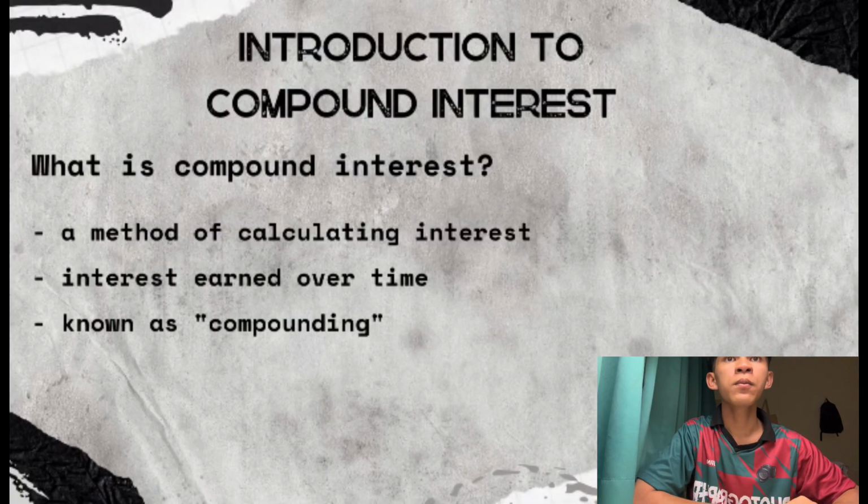Let's start off with compound interest. What is compound interest? Compound interest is a method of calculating interest where the interest earned over time is added back to the principal amount, allowing future interest to be calculated on this larger amount. This process is known as compounding, and it results in exponential growth over time.